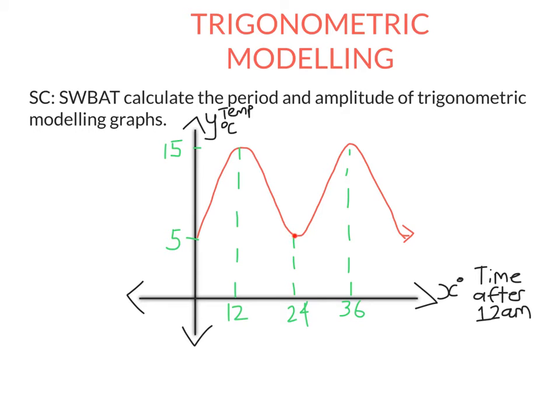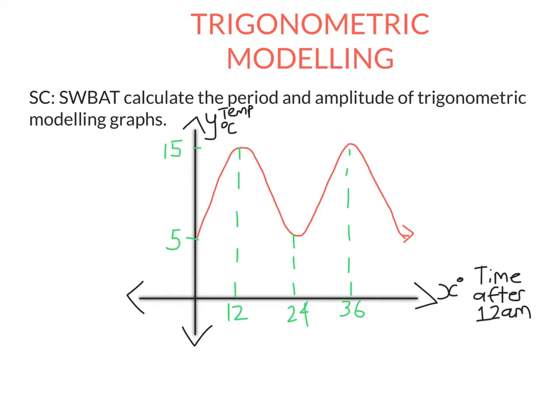And then 24 hours later, it reaches its minimum of 5 degrees again. So 24 hours after 12 a.m., that'll be 12 a.m. the next day. And then the temperature rises and reaches a peak at 12 p.m. the next day, and so on. It will keep reaching a minimum at 12 a.m. every night, and then go up and reach a maximum at 12 p.m. So all we need to do is calculate the period and amplitude of this graph and understand what they mean.